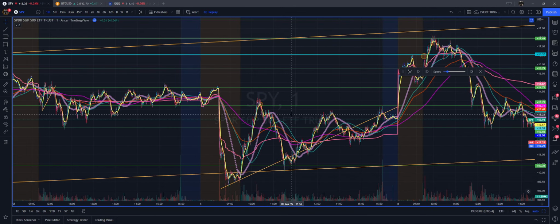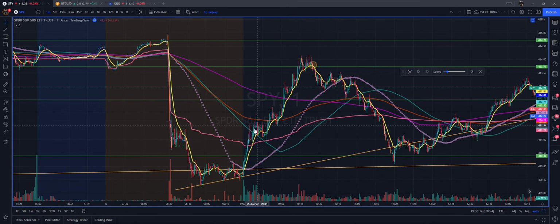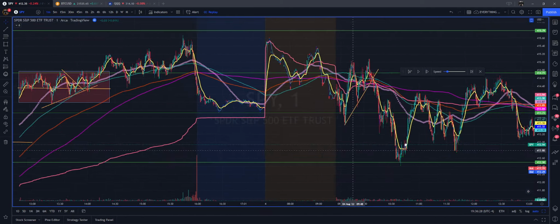Okay, then let's find another example. This is a good bull flag. You can see the trend. Yeah. This is a bad bull flag. You cannot see the trend at all, but you can place your bet on it.